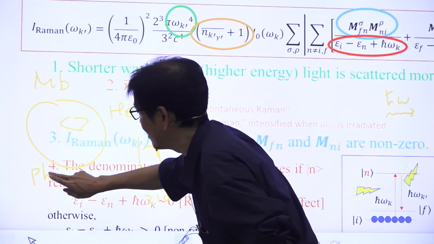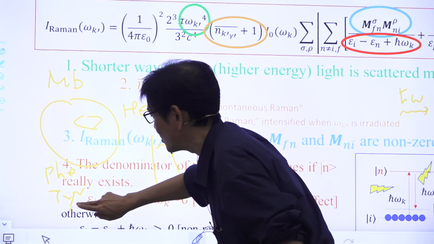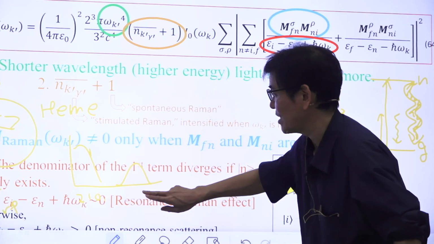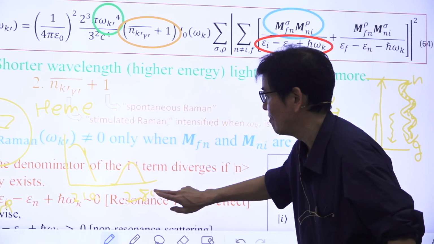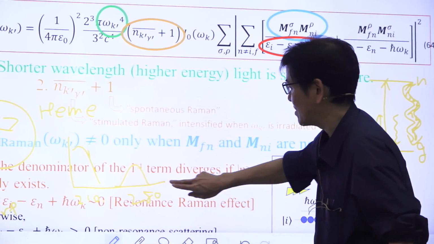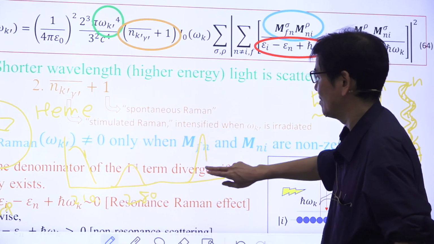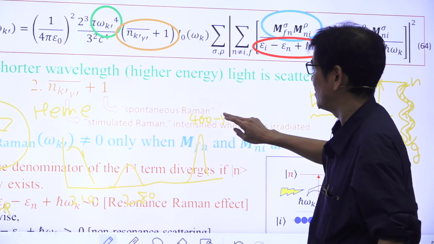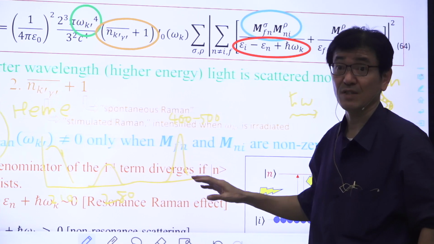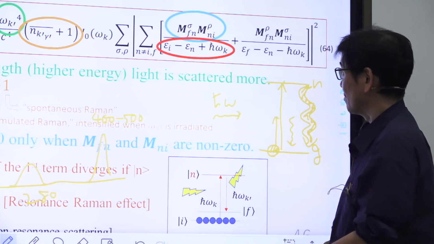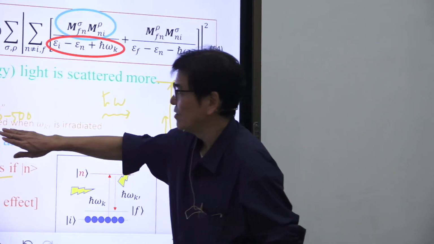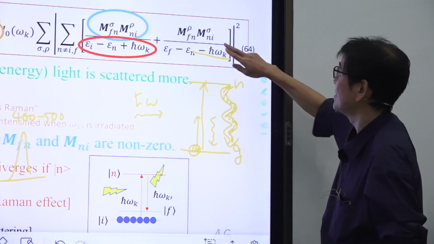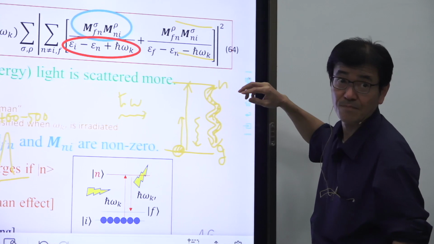And aromatic amino acids, phenylalanine, tyrosine, tryptophan, have absorption near 280. And heme gives the absorption at 400 or 500, around this region, visible region. So these absorptions indicate their real energy state.